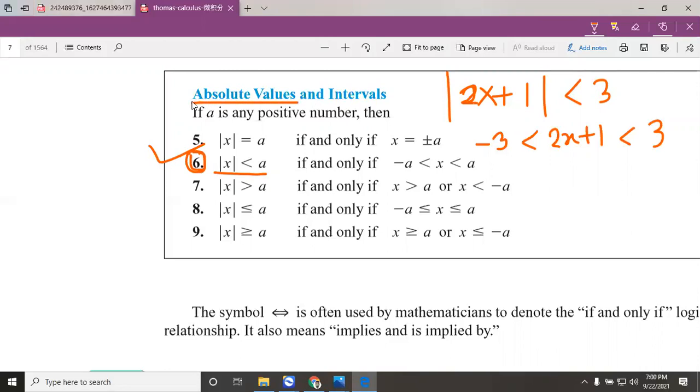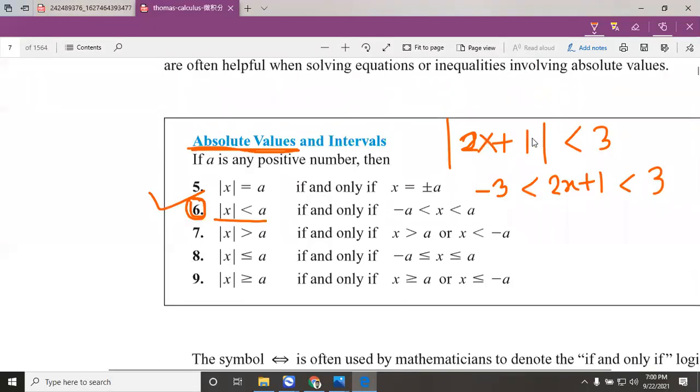So the second rule of absolute value will be, if modulus of 2x plus 1 is less than 3, I mean, if modulus x is less than a, then our interval will be: 2x plus 1 is greater than -3 and less than 3, or x will be greater than -a and less than a. This is our second rule for absolute values.